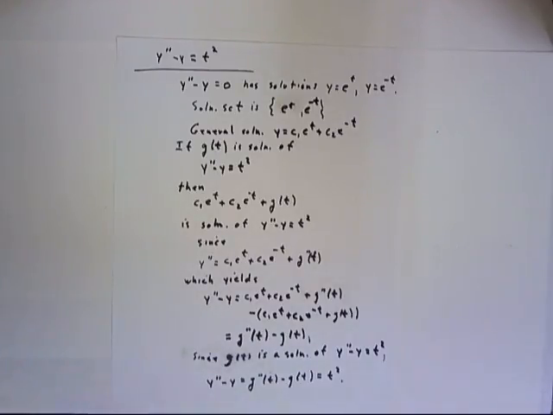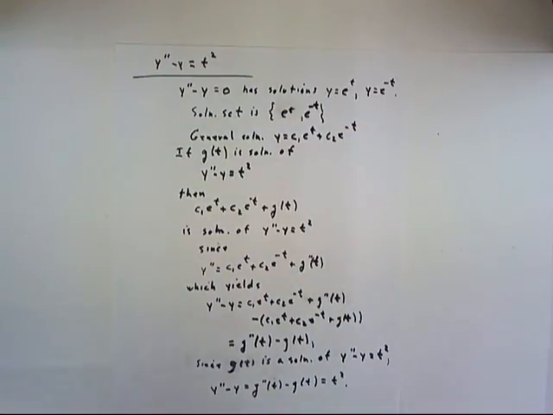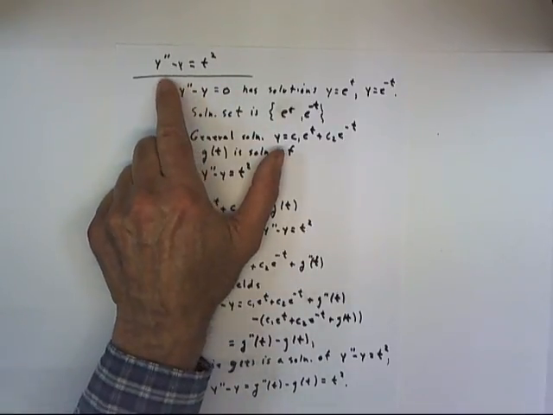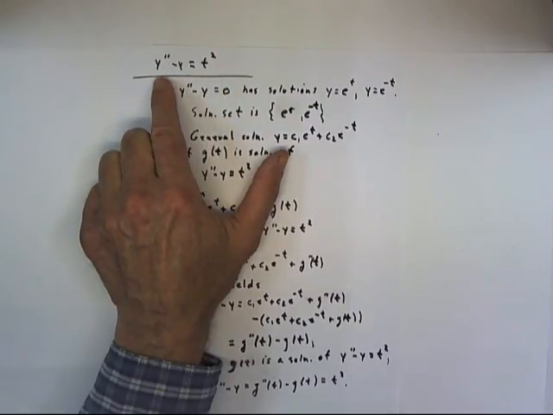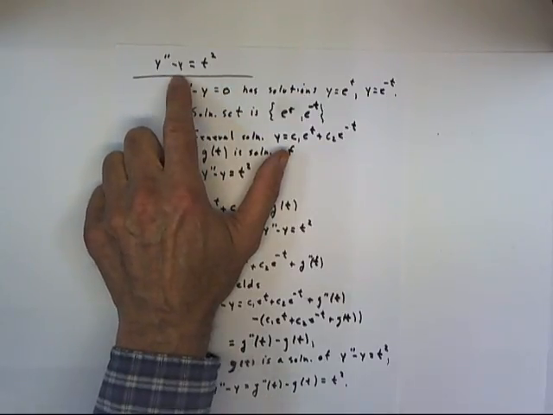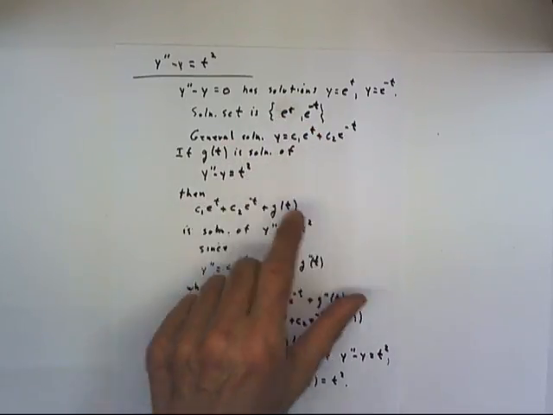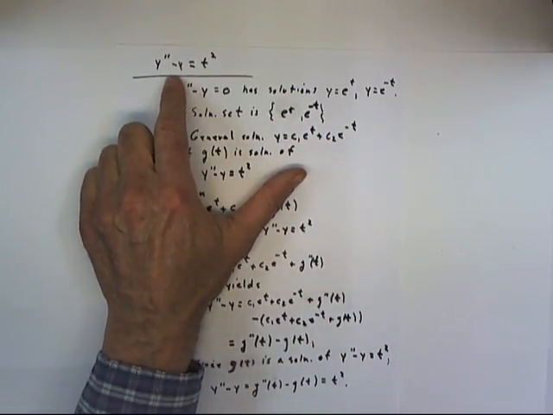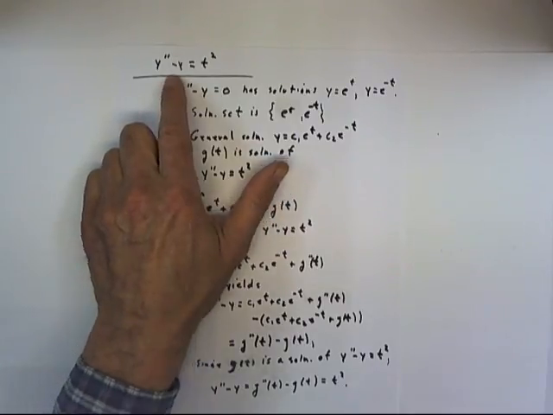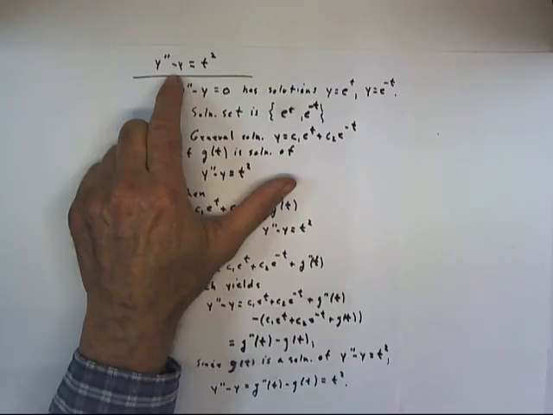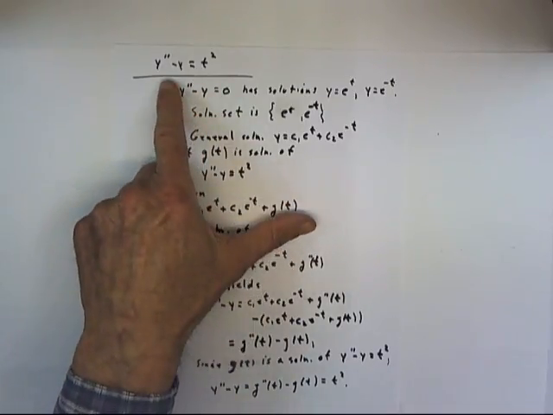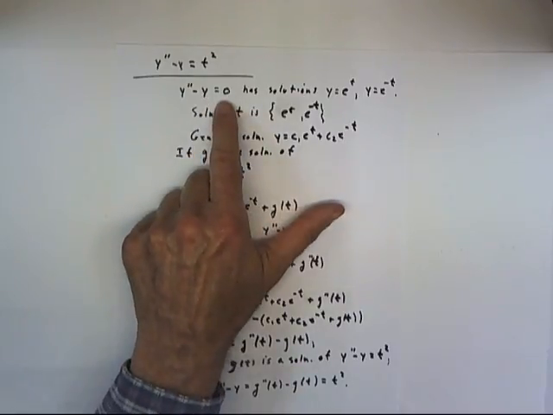Now we're going to take a little more detailed look at the process described in the preceding clips. Let's look more closely at the equation y double prime minus y equals t squared. I chose this because it's very simple and has a very simple solution, but this could be any second order equation, and we can do this for higher order equations as well, for which we can find the solution to the homogeneous equation.